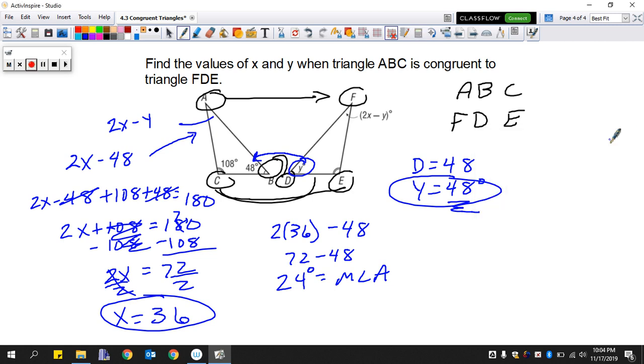Okay, so that is how we use the different properties and the different congruency statements to figure out our angles and the values of the variables that are sometimes used to identify the measure of the angles.